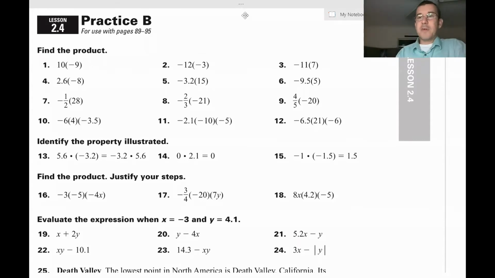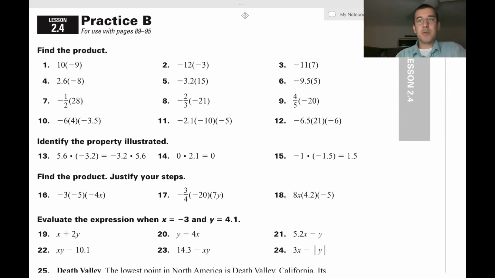Hi everybody, welcome back. This is Algebra and we're doing section 2.4 today, practice B. We have about 20-something problems. The topic is multiplication of real numbers. So let's start. Number one, find the product.